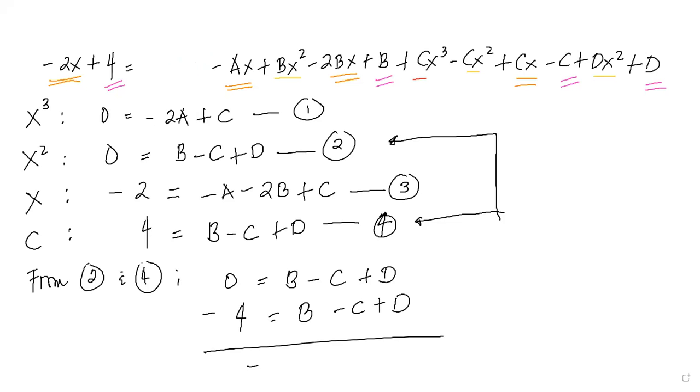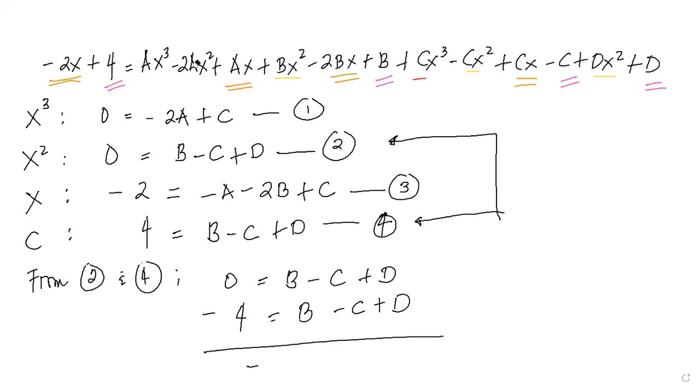Okay, so see, if you make a mistake in just one term, you will have a lot of things to go back to. So this is ax cubed minus 2ax squared. Then I have plus ax plus bx squared minus 2bx plus b plus cx cubed minus cx squared plus cx minus c plus dx squared plus d. Okay, we're good.